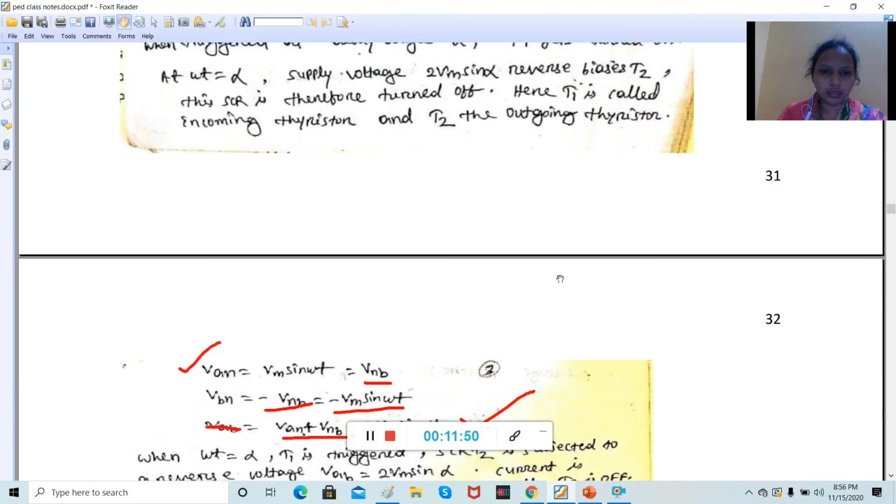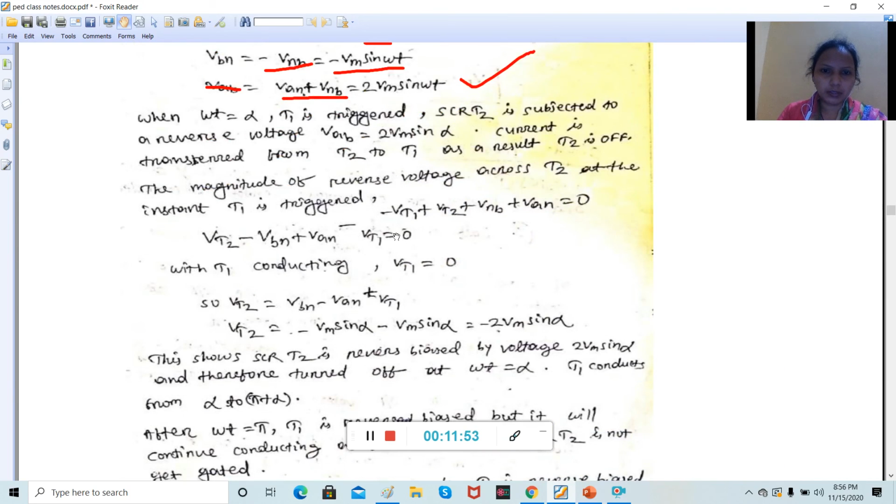So this whole equation is written here: minus Vt1 plus Vt2 plus Vnb plus Van equal to 0. When T1 is conducting, that means Vt1 is equal to 0. So we have Vt2 plus Vnb plus Van equal to 0. So Vt2 is equal to minus Vnb minus Van. Minus Vnb is represented by Vbn, so I have written here Vbn.